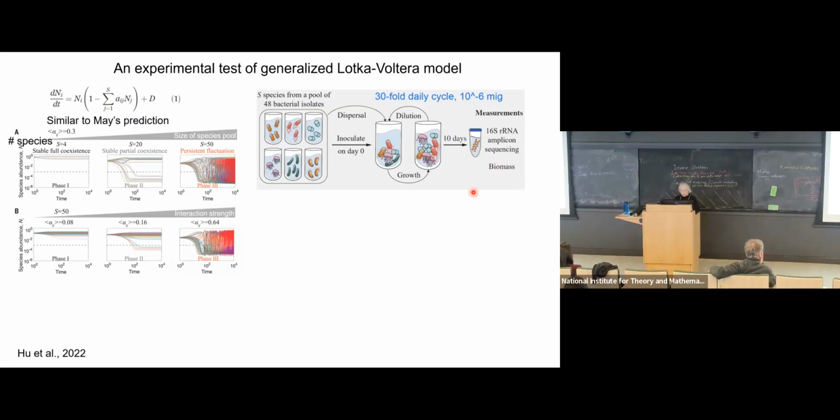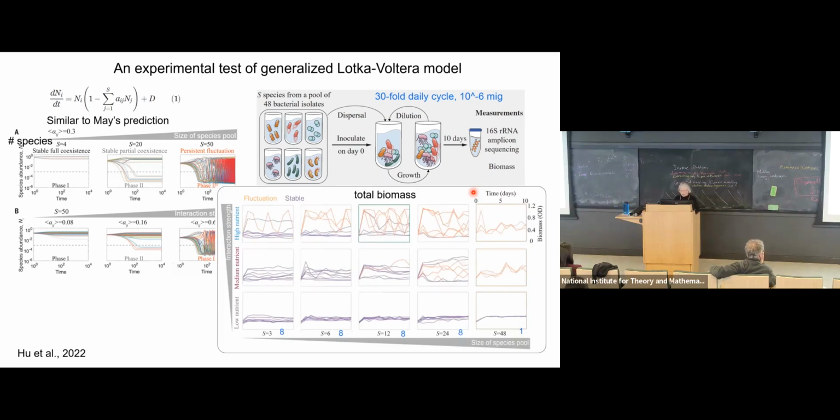So I'm going to show you the results now. This is again very busy, but don't worry about it. Initially, they're showing this biomass, right? The y-axis is biomass, total biomass of the community measured by turbidity, and the x-axis is time. And you can immediately see striking patterns of the orange, which they call fluctuating, and the purple, which they call stable.